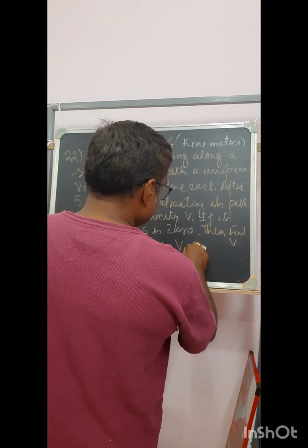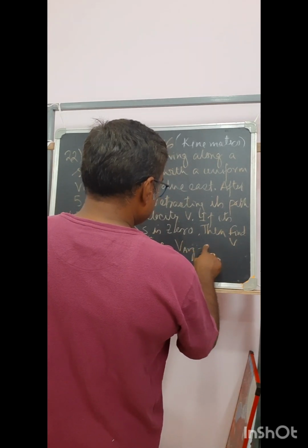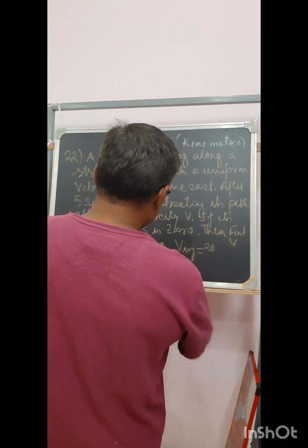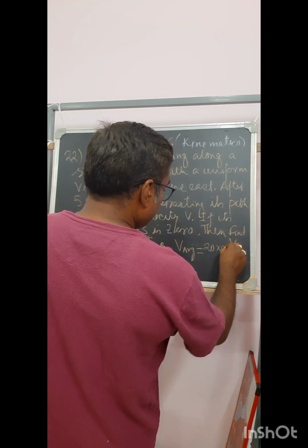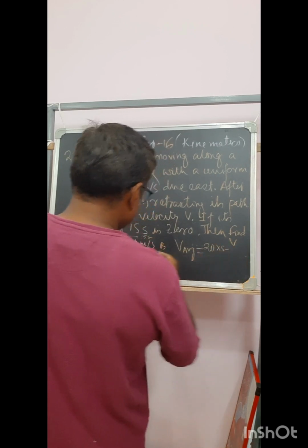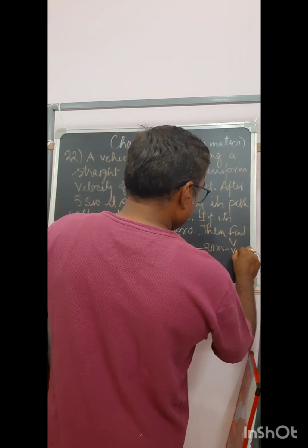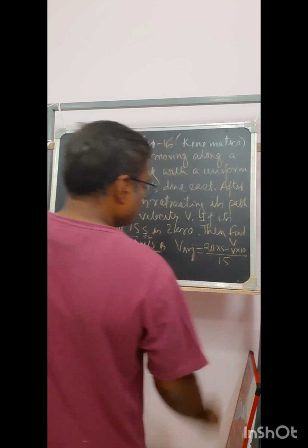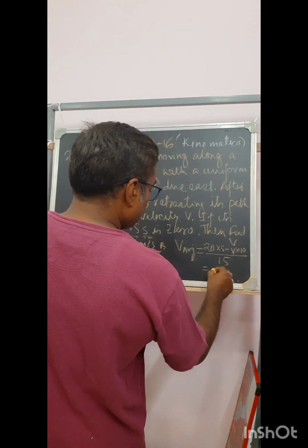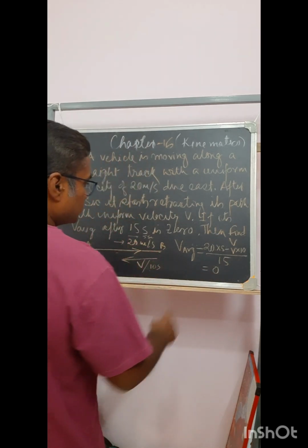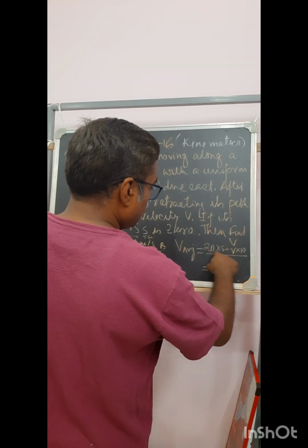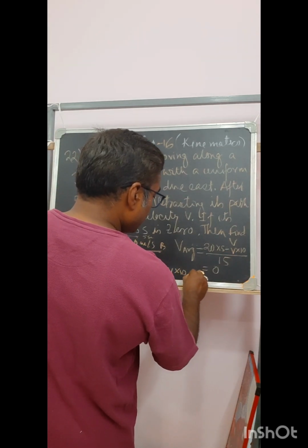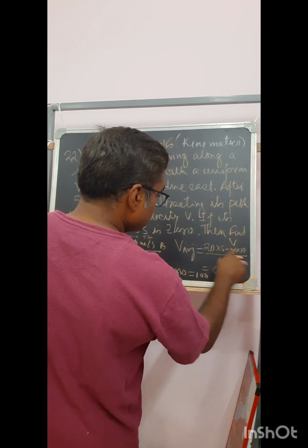So v average will be the total displacement divided by the total time. The total displacement will be 20 meter per second into 5, plus minus, because the displacement is on the other side. So what would that be? V into 10, the remaining seconds, and the total time is 15. So v average for 15 seconds is said to be 0. Then it has to be 0 if the numerator is equal to 0.